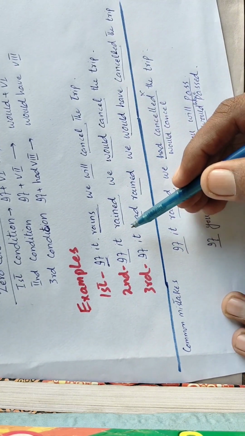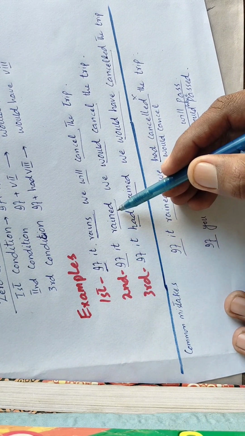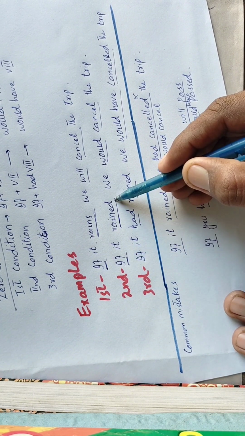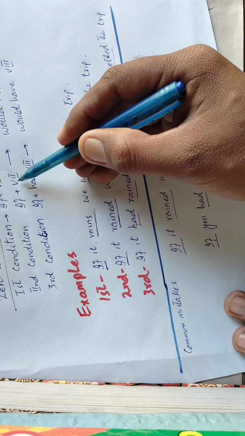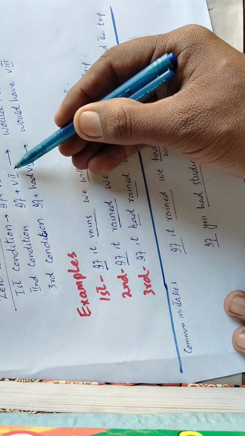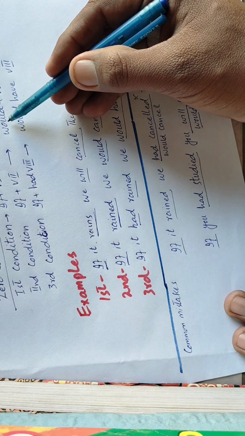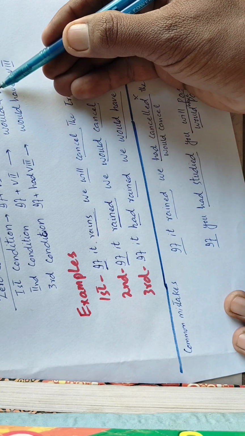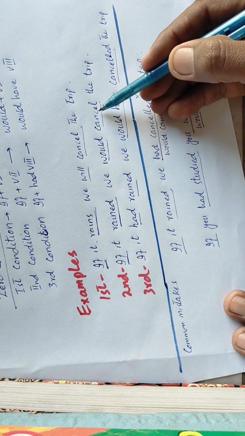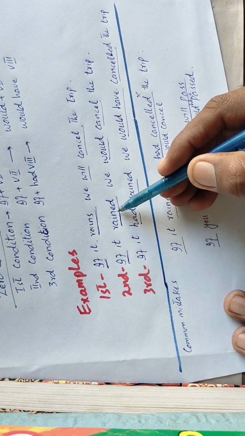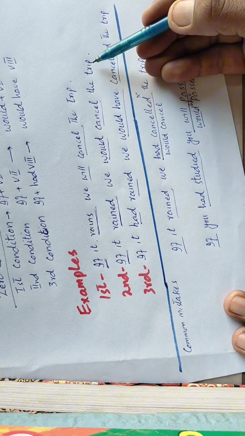In the second condition, if it rained, if plus the second form of verb. In the second part of the sentence, we use would plus the first form of verb. If it rained, we would cancel the trip.